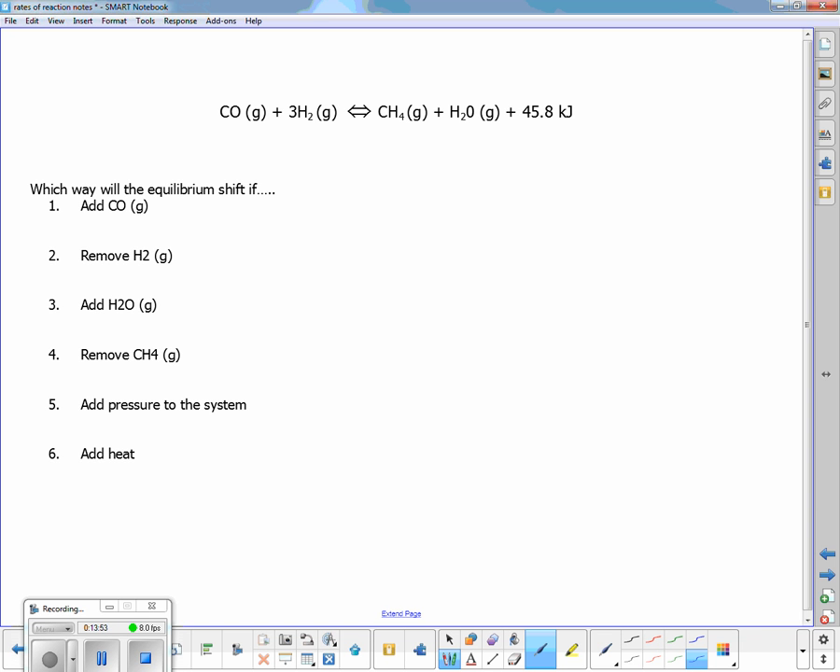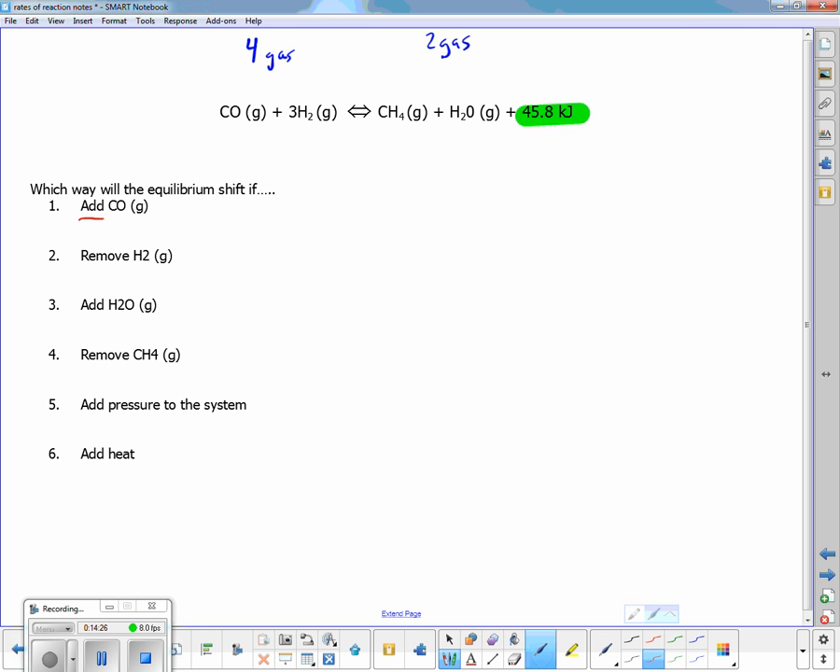So how many moles of gas are on my reactant side? 4, good. 3 plus 1, so we have 4 gases over here. What about on my product side? Good, 1 and 1, that gives me 2 gases. Okay, where is my heat? The end, this number right here is my heat, right? So it's exothermic, so I treat heat like a product. All right, so let's do these questions.